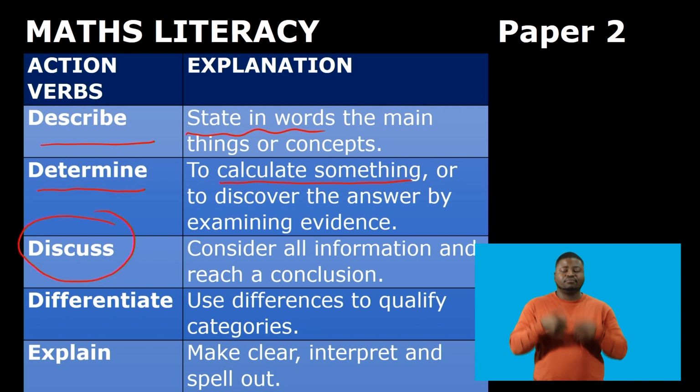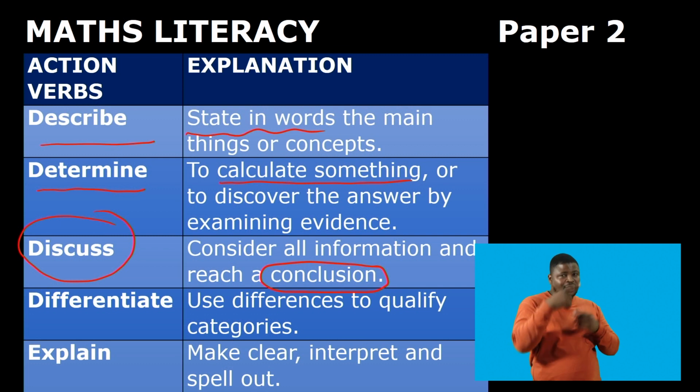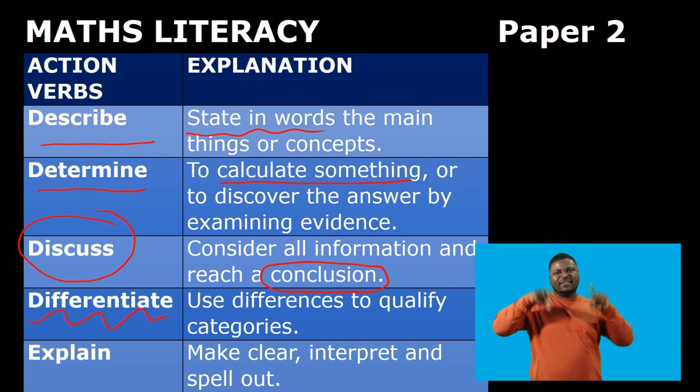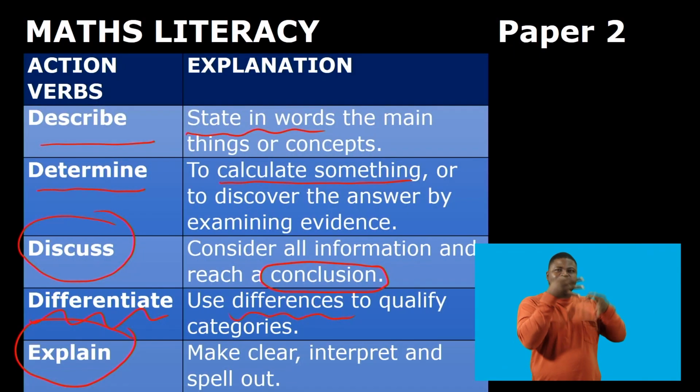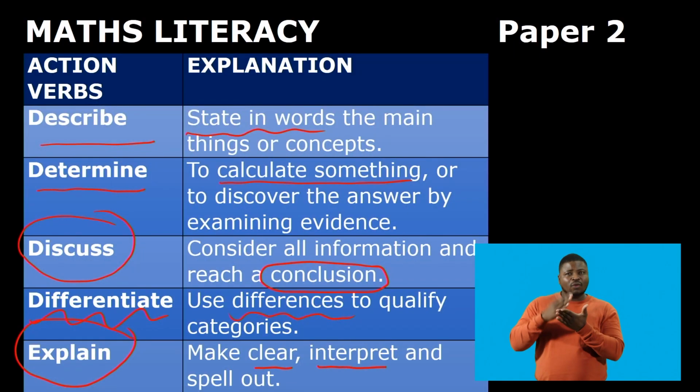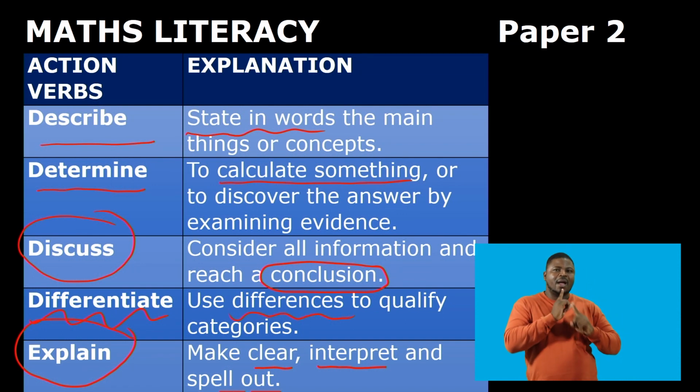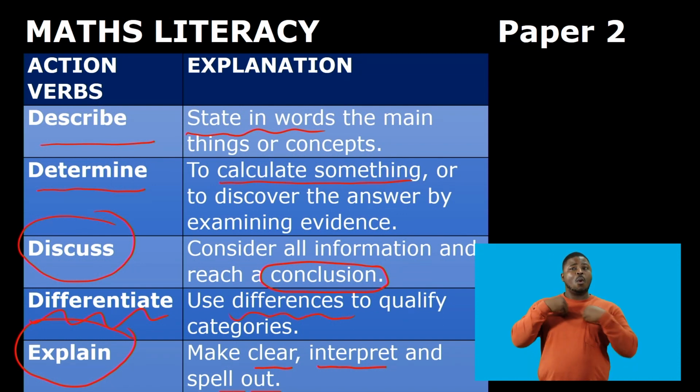Then the next one, discuss. When you discuss something, you consider all information and reach a conclusion. The conclusion is very important when you discuss because that is one of the things that learners forget to do. Differentiate is where you are going to point out the differences in the categories. And then when you get to explain, you need to make a clear, interpreted, and spelled-out answer. So that is where, in your own words, you make it clear what is happening.